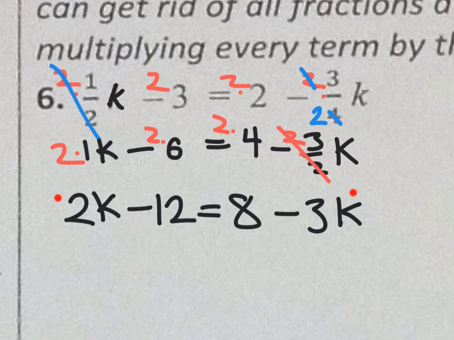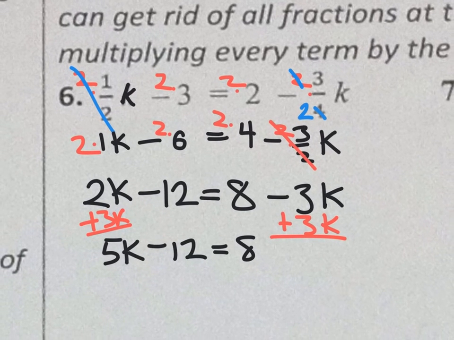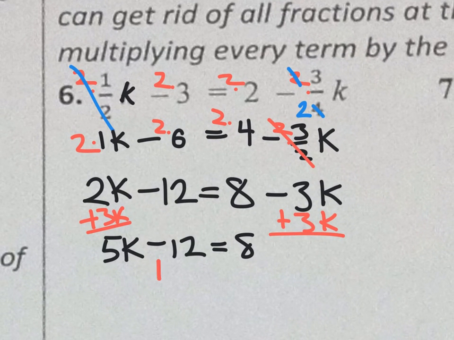Now, we want to solve this thing. We want to get k by itself, but we have k's on both sides. So let's get rid of one of them. I want to get rid of the minus 3k by doing the opposite, plus 3k. What I do to one side, I do to the other side. I will end up with 5k minus 12 equals 8. And then I'm going to get rid of the minus 12 by going plus 12, and I end up with 5k equals 20.